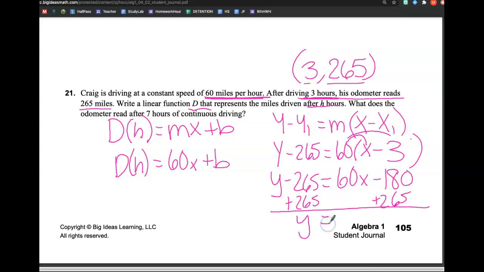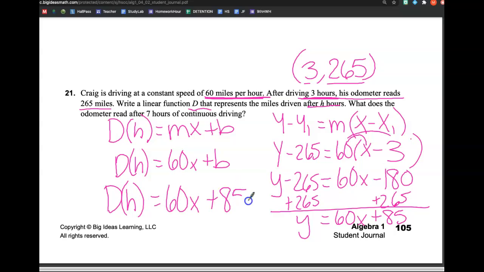Y equals 60x plus 85. And therefore it is in slope-intercept form. Therefore I'm going to rewrite it into function notation. So d of h equals 60h plus 85. And that is the final answer.